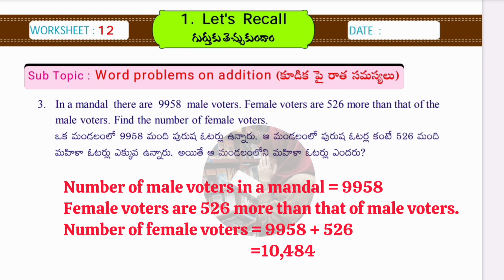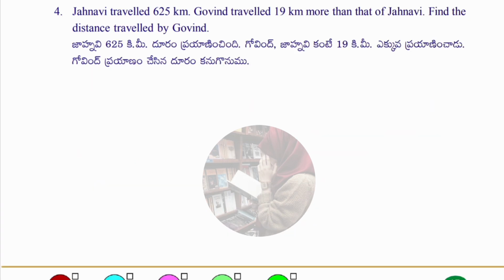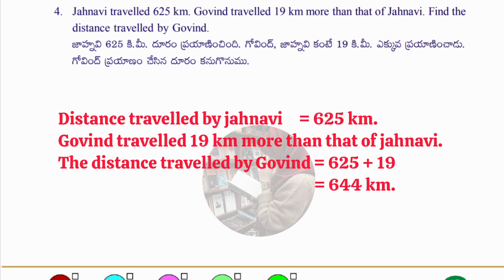Okay guys, now we'll see the fourth question, which is Jahnavi traveled 625 kilometers. Govind traveled 19 kilometers more than that of Jahnavi. Find distance traveled by Govind. Okay, here also we have to do the addition.